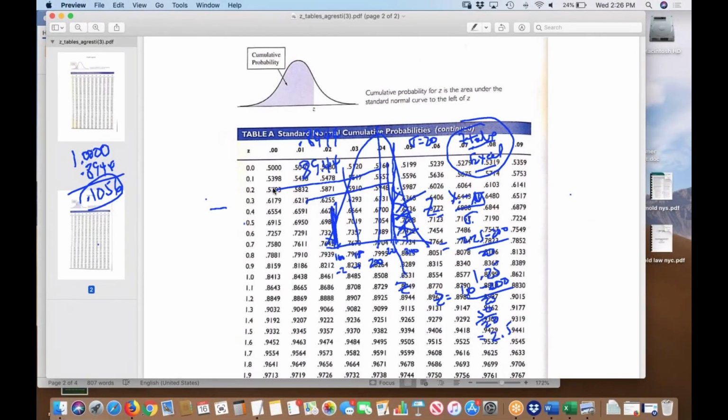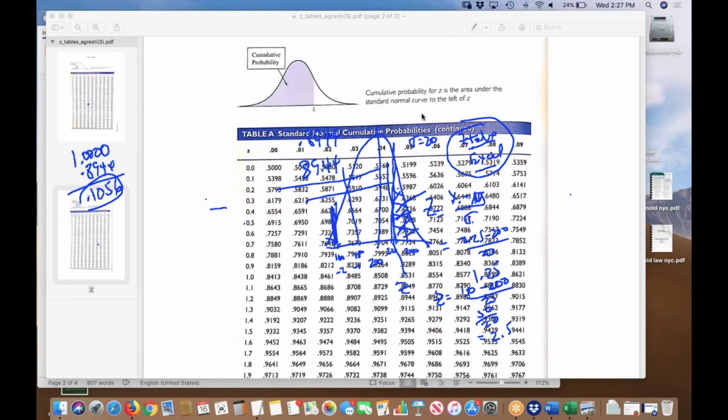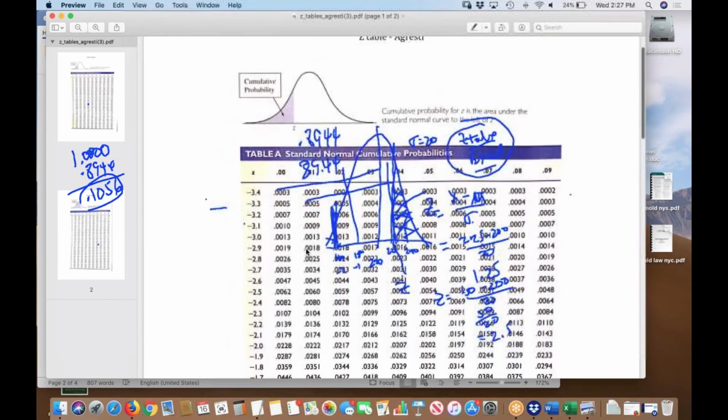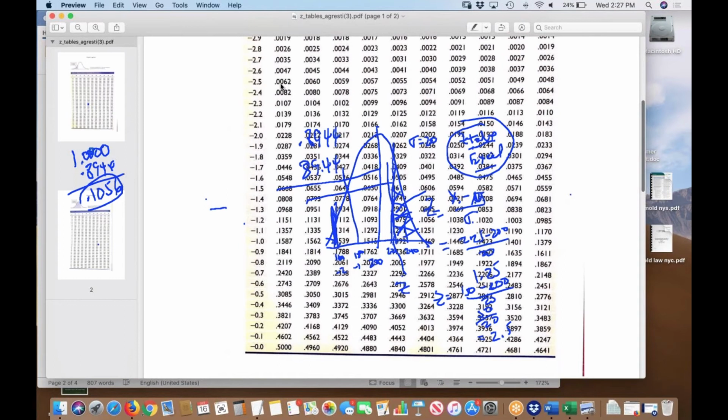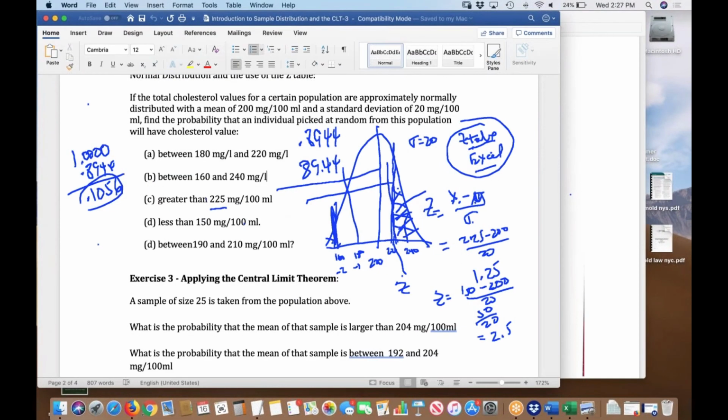And that's going to be a negative number though, right? So we're going to have to be on our first Z table. So negative 2.50 in this case is 0.0062. So the answer to this would be 0.0062.